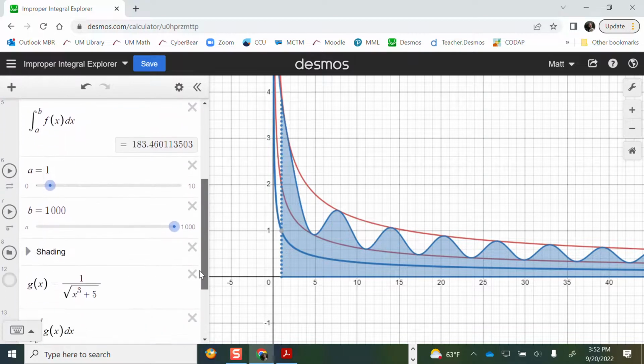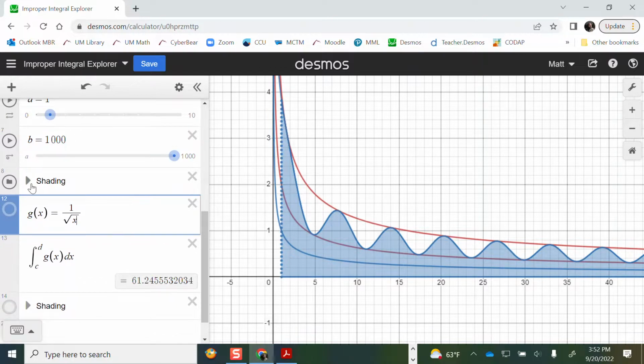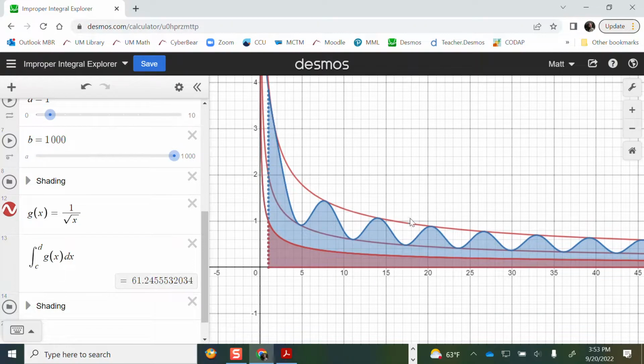So let's just come down here and do this again with 1 over square root of x, and throw that in there as a red graph with red shading. So in other words, if we can show that that red shading, which is always going to be less than the blue shading, diverges, then we know for certain that the blue shading has to diverge because it includes the red shading, which diverges. I hope that makes sense to people. But that's the idea here.